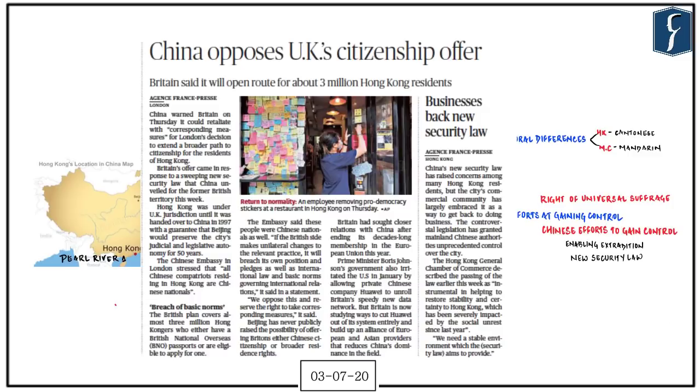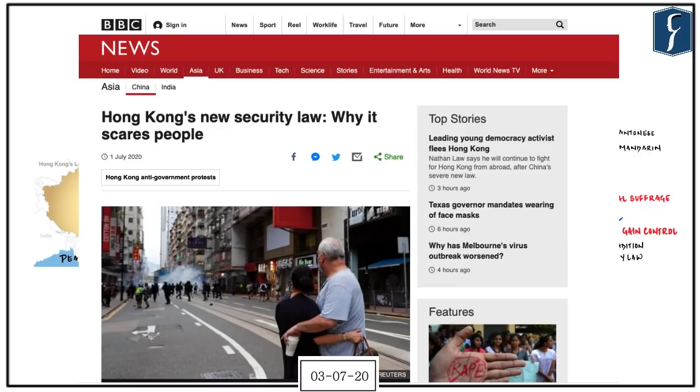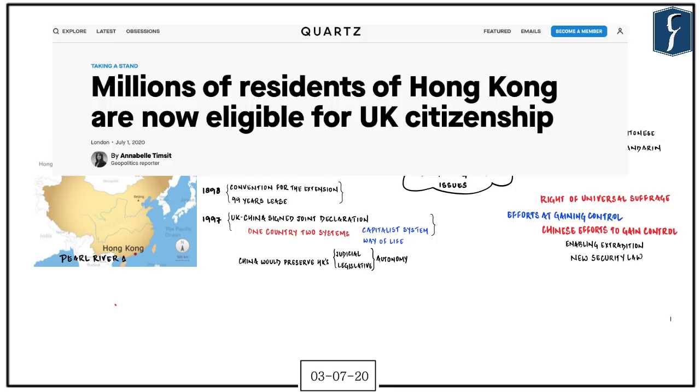So these two news articles appearing on page number 14, China opposes UK's citizenship offer and businesses back new security law, deal with the ramifications of the same news. That is about the controversial legislation which China has brought, which has granted mainland Chinese authorities unprecedented control over the city. Because of which Britain has almost decided to intervene in this matter and has also decided to extend citizenship to the residents of Hong Kong.